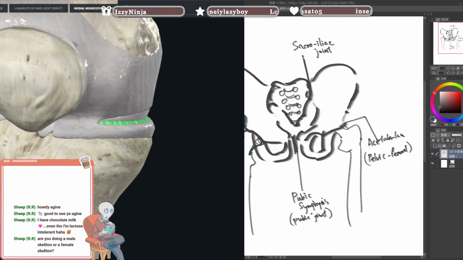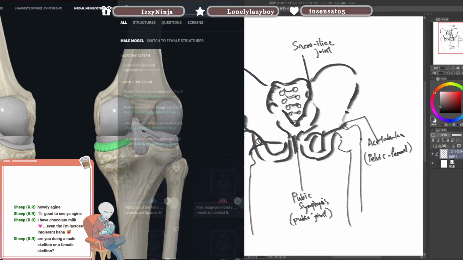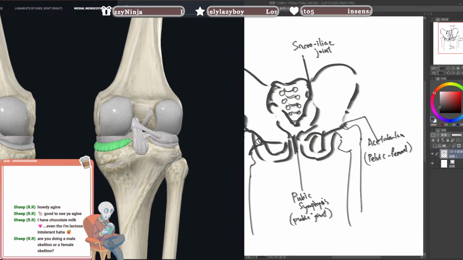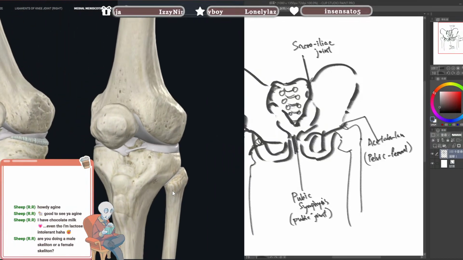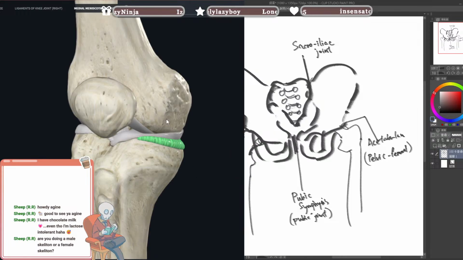Okay. So let me just erase these. And just coronary ligament of the knee. Okay, so what it says is that it is the medial meniscotibial ligament. Meniscotibial ligament. Coronary ligament. Well, I'm going to try to write it out. It's on the other side here.